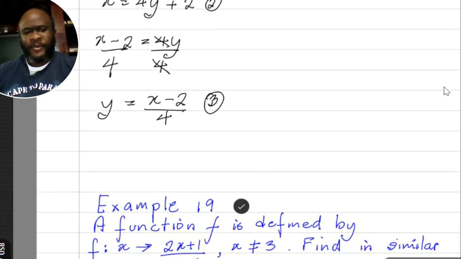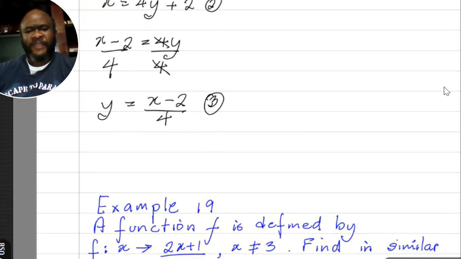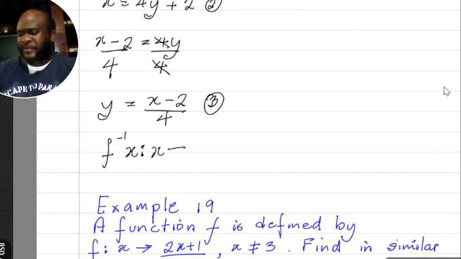And step 4, the final step, is to write in function notation. So I'm going to take out y and put back f, and say f inverse of x is a function. So x is mapped onto what?